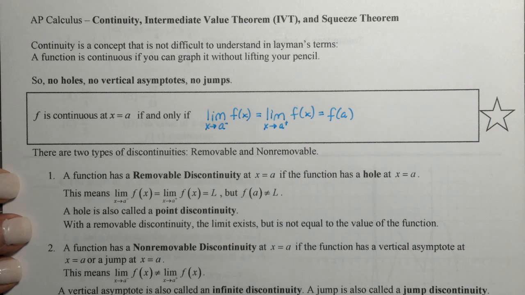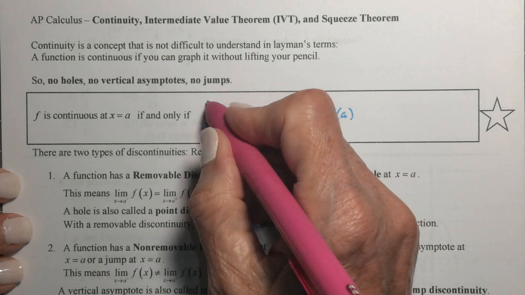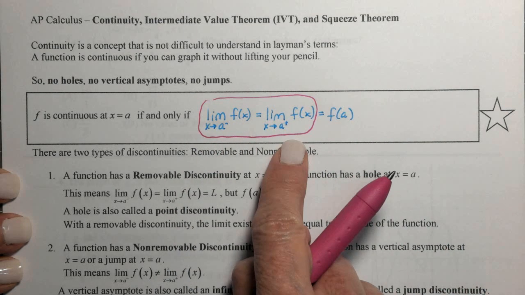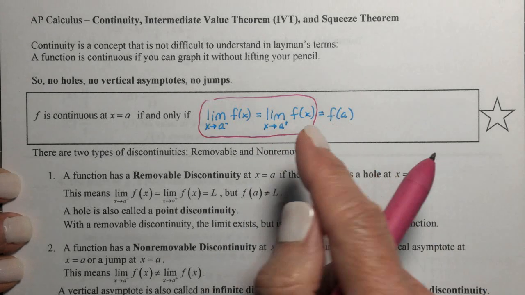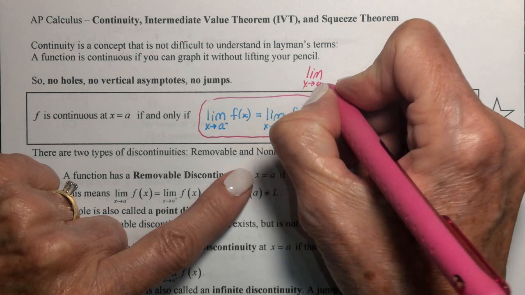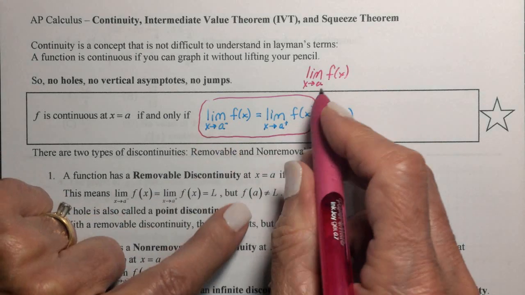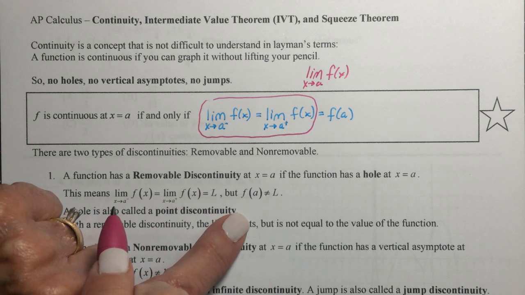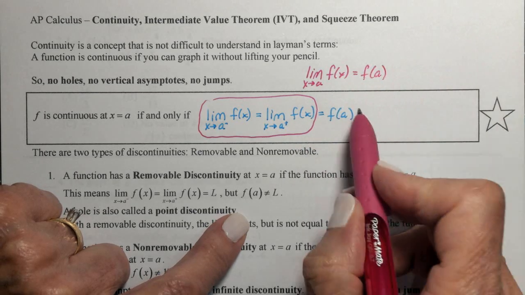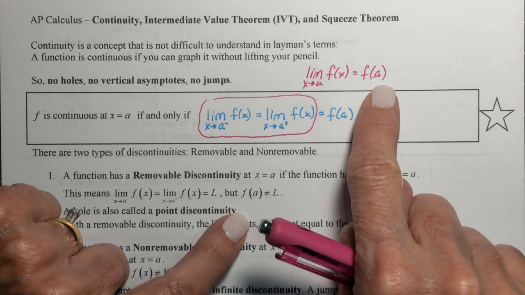Now, I could combine these two, right? Because saying that the limit from the left is equal to the limit from the right means that the overall limit as x approaches a exists, and that is equal to f of a, correct? So we could abbreviate this rigorous definition to just say that the limit is equal to the value of the function.